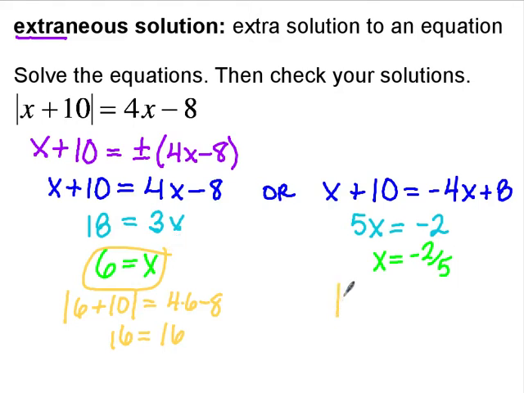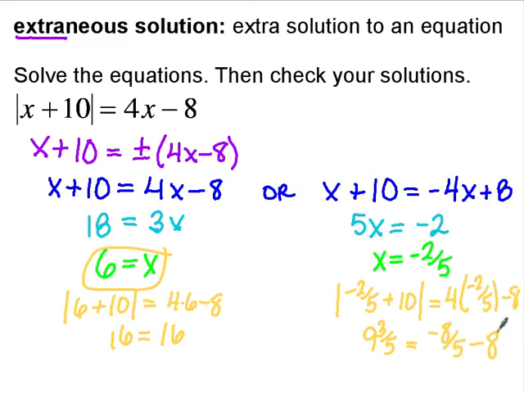So now you've got negative 2/5. Negative 2/5 plus 10 equals 4 times negative 2/5 minus 8. Okay? So, negative 2/5 plus 10 is what? Close. 9 3/5. So, 9 3/5. What's 4 times negative 2/5? Negative 8/5 minus 8. I just want you to compare those two.